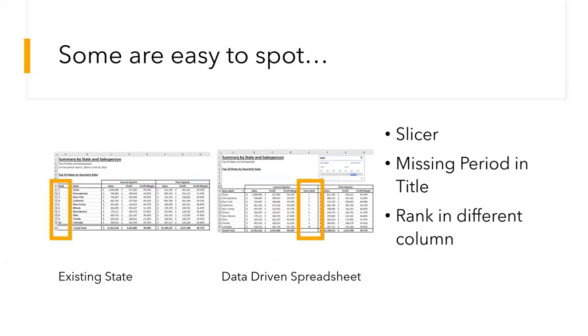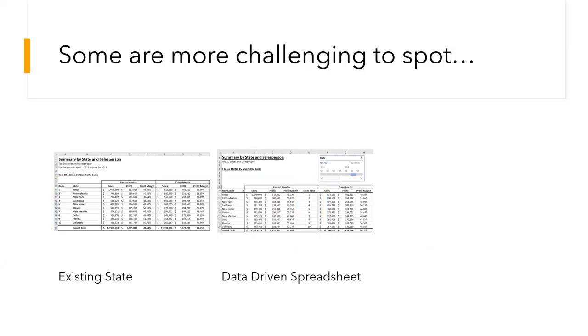And finally, if you look at the sales rank column in our data-driven spreadsheet, this is a measure, so it is actually located within the data, whereas in our existing state, it's in column A. These were the easier ones to spot. There were a couple that were a bit trickier to spot as well.